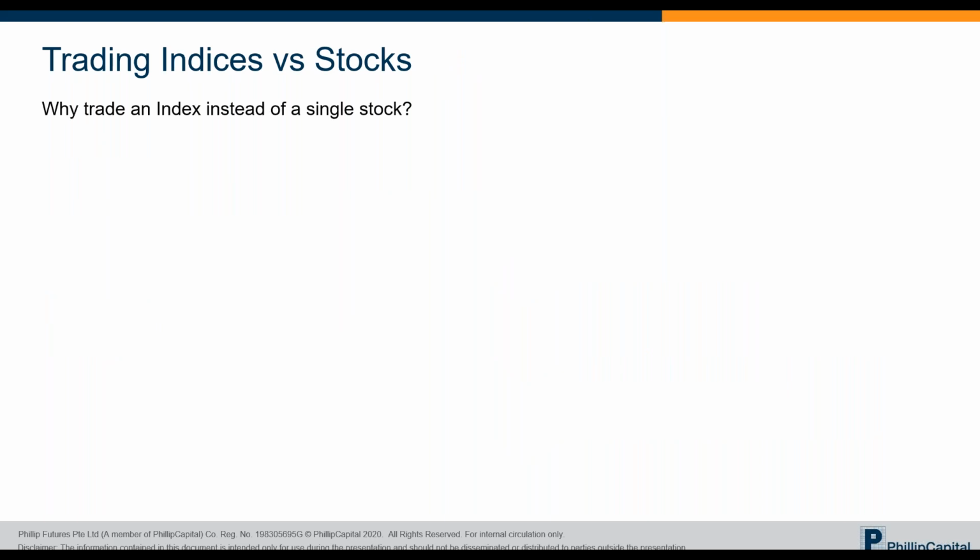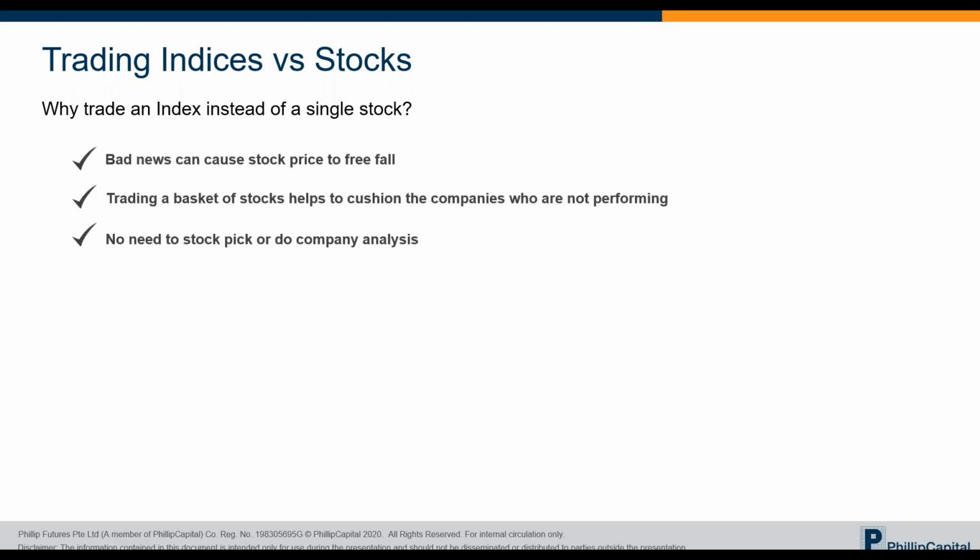Okay, so if we compare stock trading to trading index CFD, there are actually a lot of benefits that you can gain when you trade these indices. So of course, the first point being that indices generally don't plunge due to one company performing badly, because what you're doing is trading a basket of stocks, and this helps to cushion the poor performing companies. So usually there are many different companies in one index, and not all companies will plunge together or perform well together. So there's this cushion factor when you're trading index. So you don't need to stock pick or do any company analysis when you trade the index.